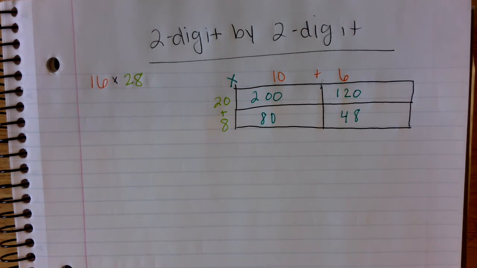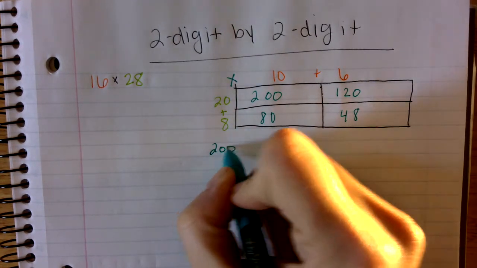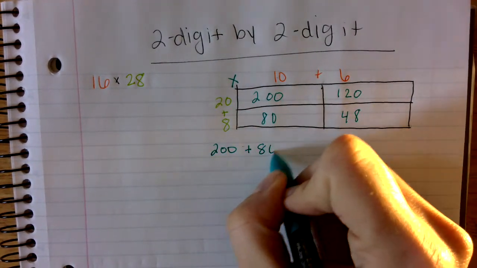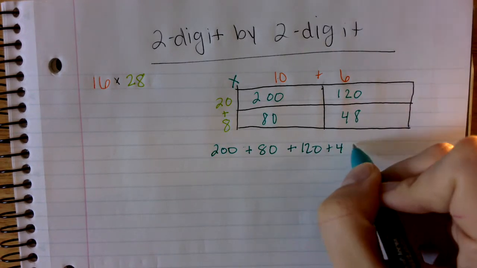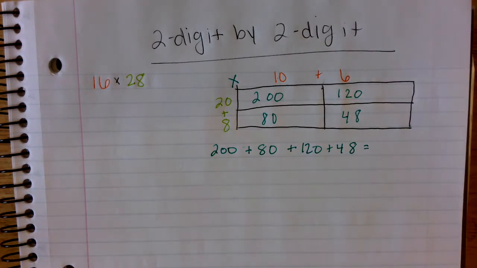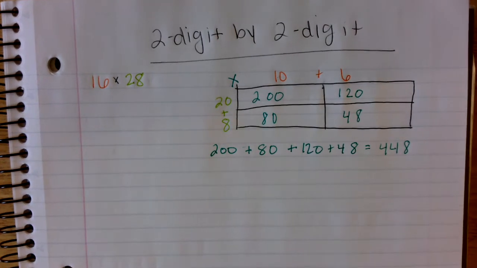So then once I have all of those numbers together, I add them. So I just go 200 plus 80 plus 120 plus 48. Right? And when you add all of those together, you get 448.